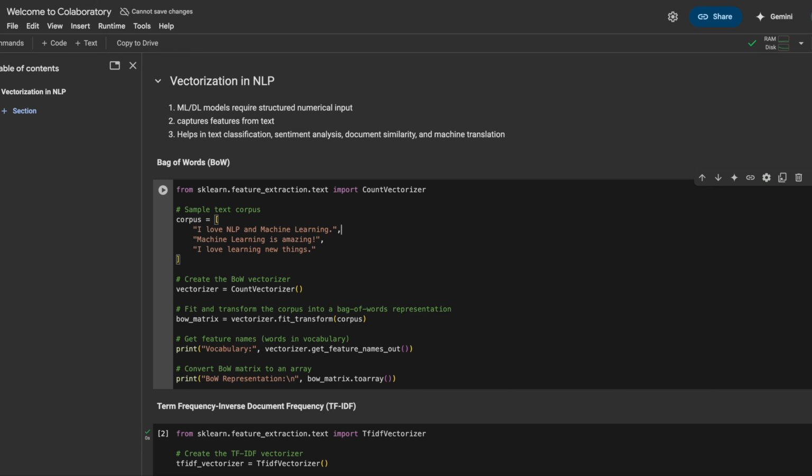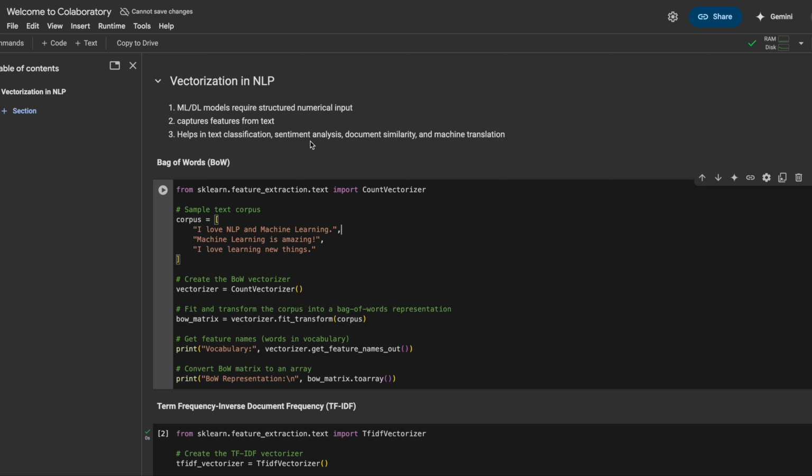Vectorization in NLP is a process of converting text data into numerical representations that machine learning models can process. Since models cannot understand raw text, we need techniques like bag of words, TF-IDF, and word embeddings to transform textual data into vectors.